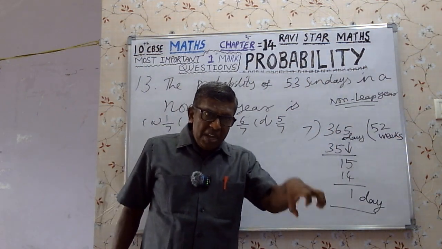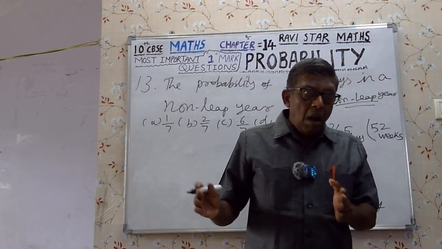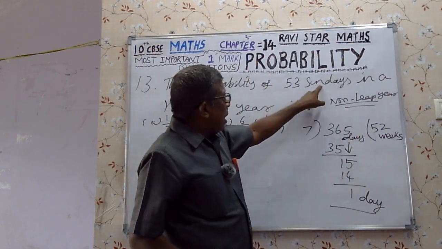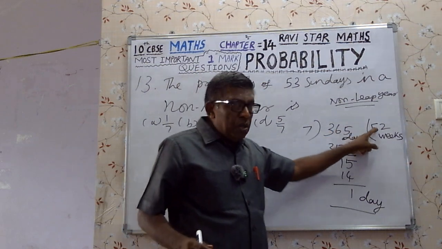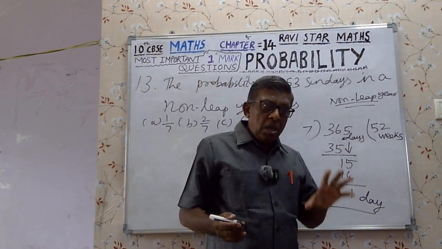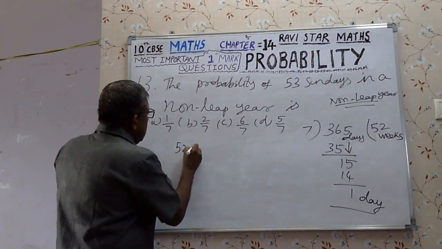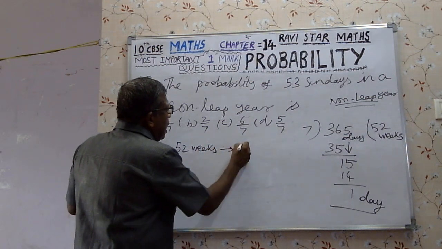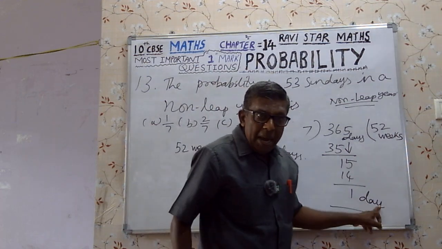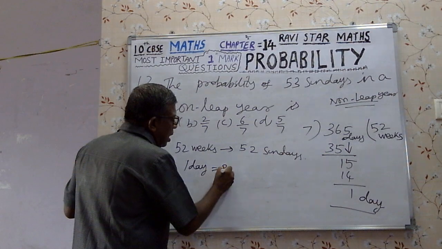That is 52 weeks. Each and every week contains all the 7 days. Therefore, 52 weeks contain 52 Sundays. Now 1 day is remaining.